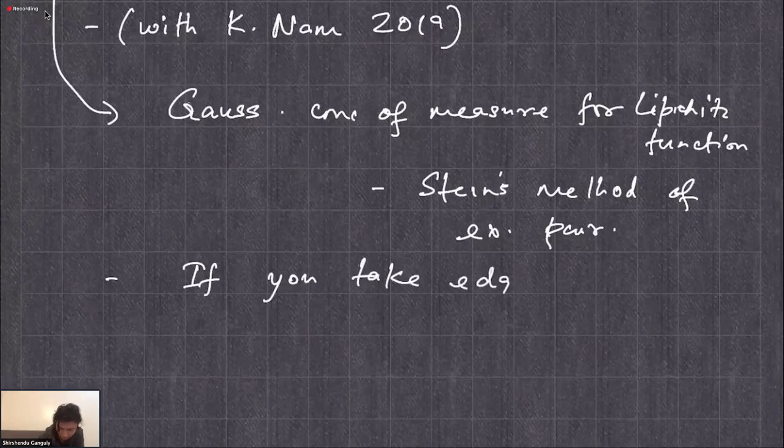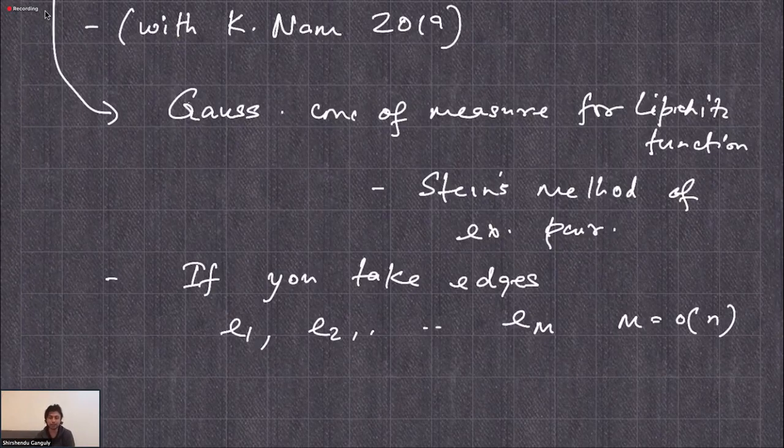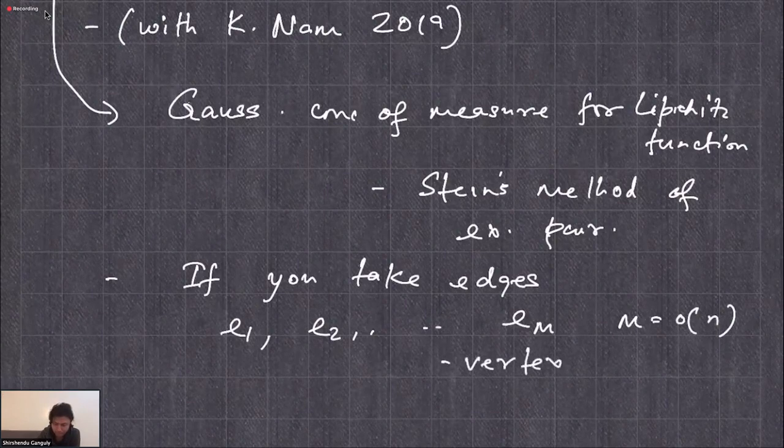edges E1, E2, ..., EM, where let's say M is little o of n. So maybe one of the big questions is, let's say, to prove a central limit theorem for the total number of edges, but let's say you take some smaller number of edges, which is little o of n, where n is the graph size. And also let's say they are vertex disjoint. So no two edges in this class share a vertex.